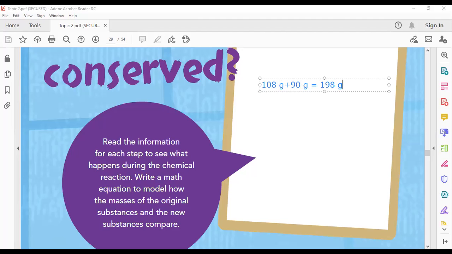So, what can we conclude? That in a chemical change or a physical change, the mass of the original substances is equal to the mass of the new substances. And this is the meaning of conservation of matter.